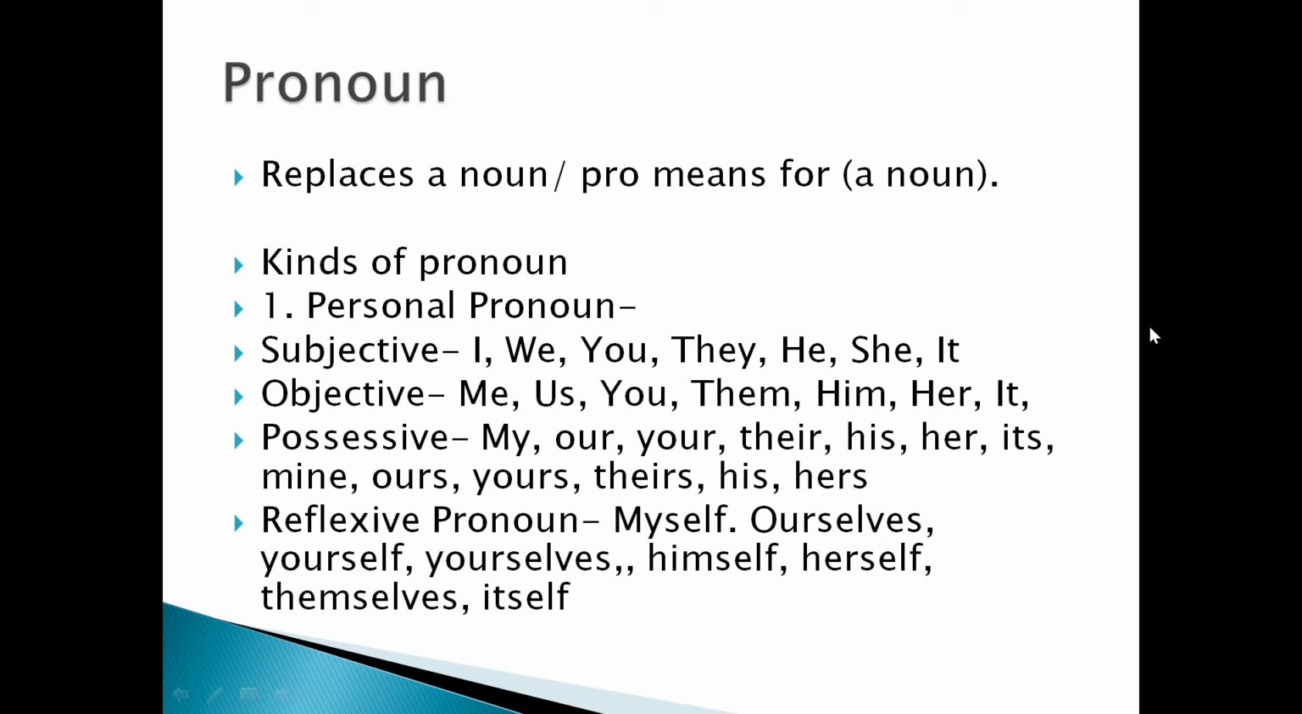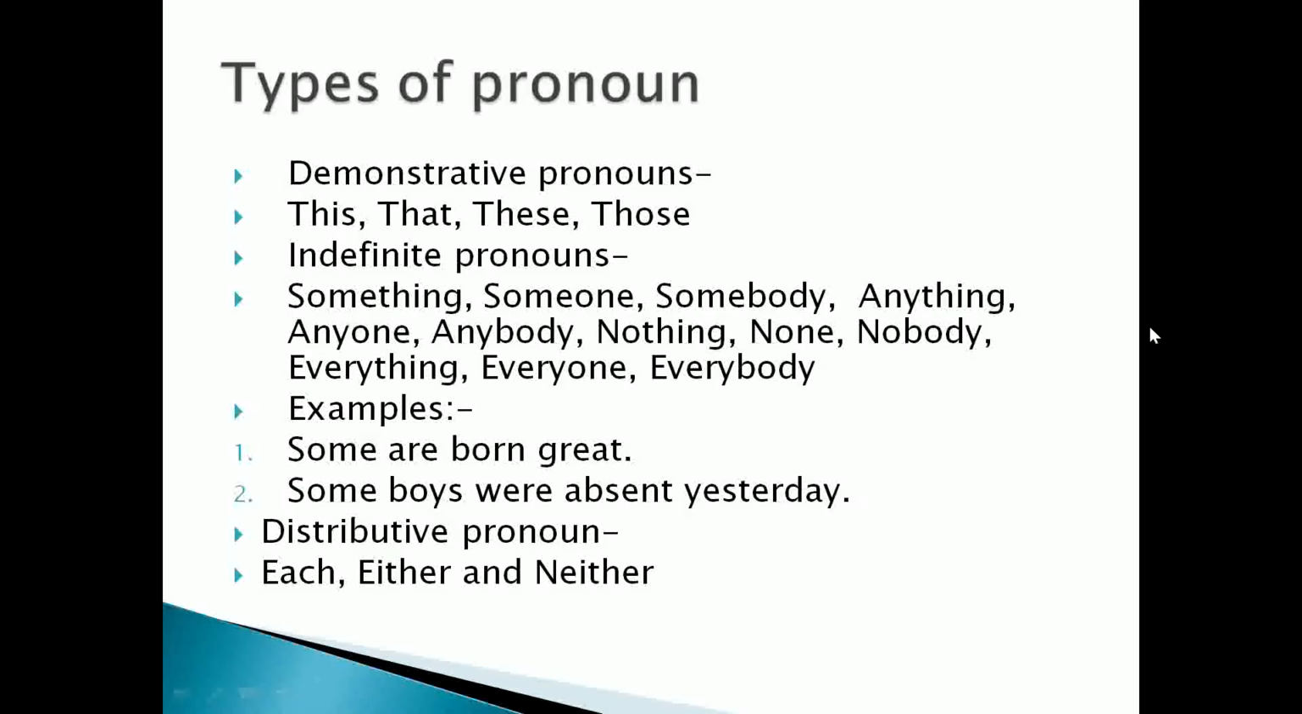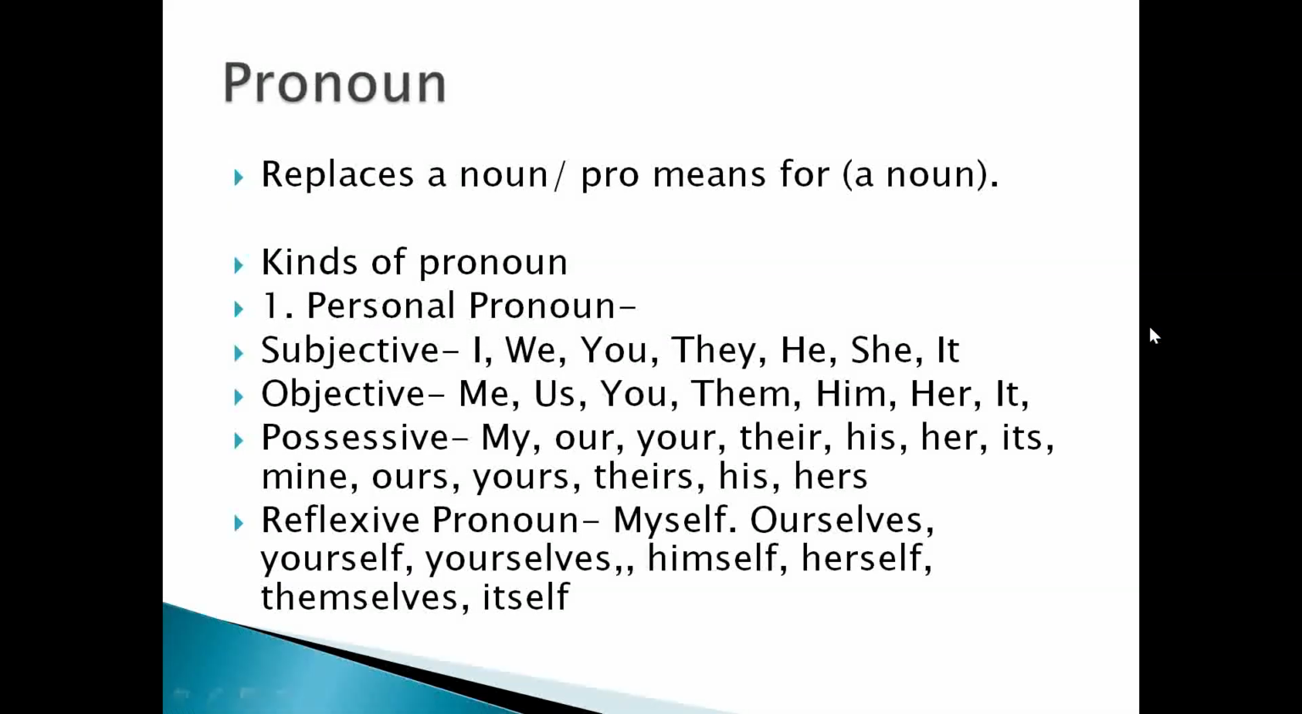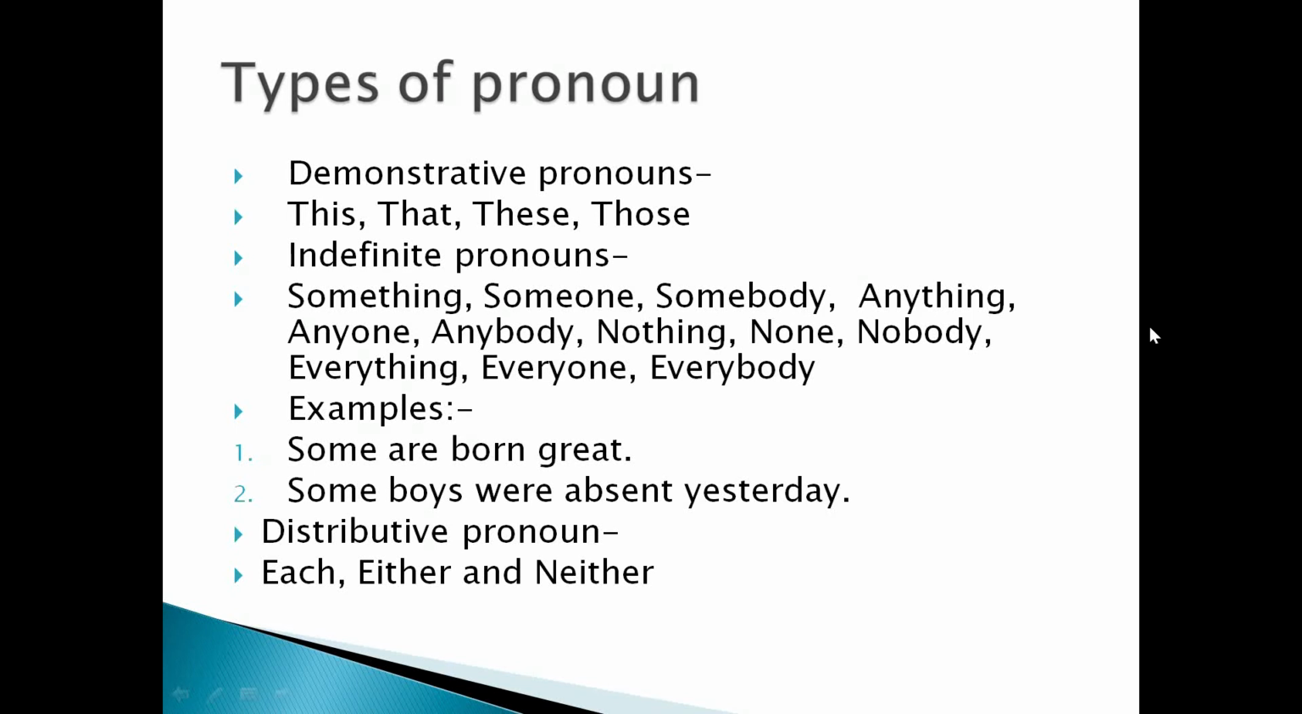Number 1, personal pronoun. In personal pronoun, there are basically 3 kinds of categories: subjective, objective, and possessive. The second type of pronoun is reflexive pronoun. Third, emphatic pronoun. Fourth, demonstrative pronoun. And fifth, indefinite pronoun. When we talk about personal pronoun, we categorize them in 3 categories: subjective, objective, and possessive. The examples of subjective pronouns are I, we, you, they, he, she, it, which we use as the subjects of a sentence.